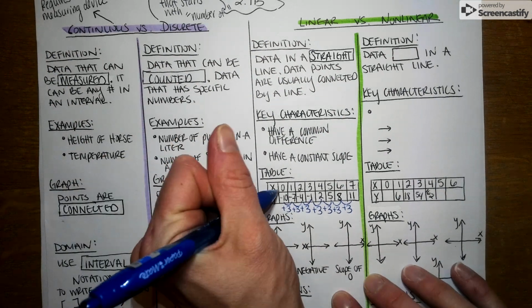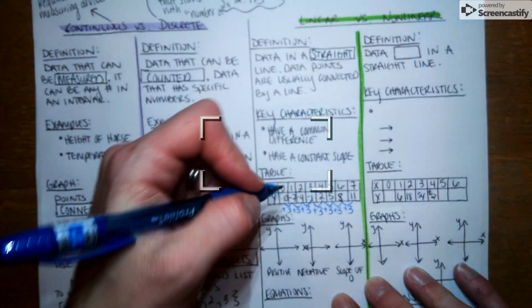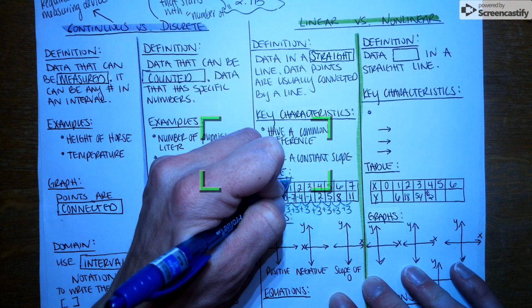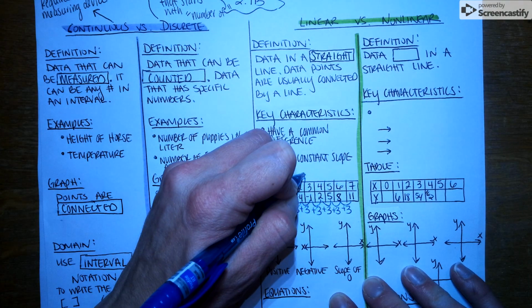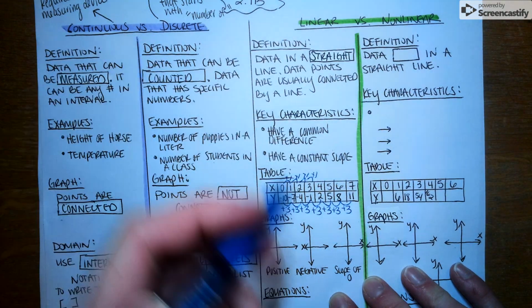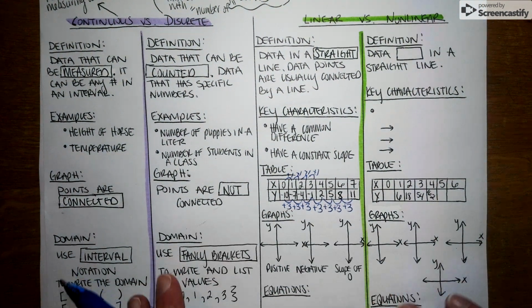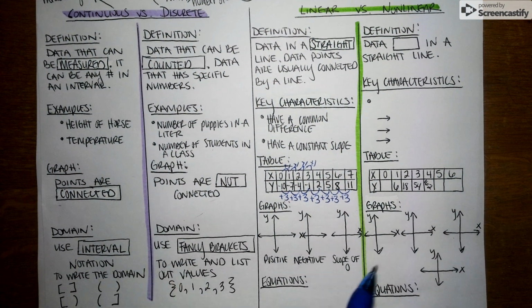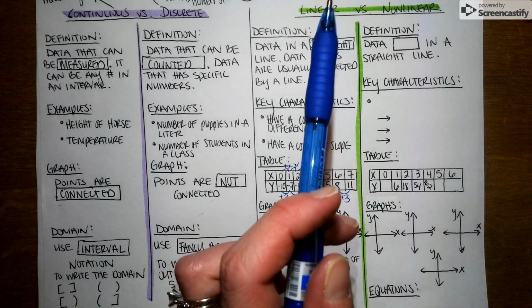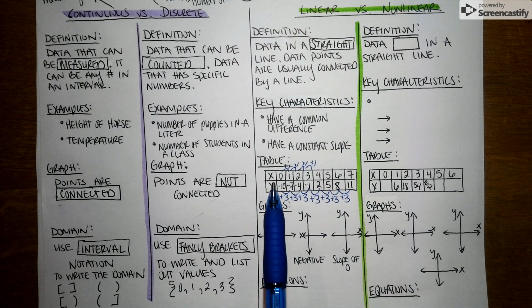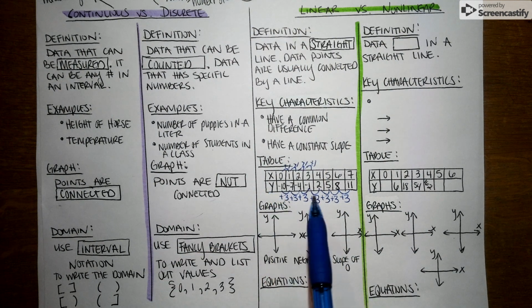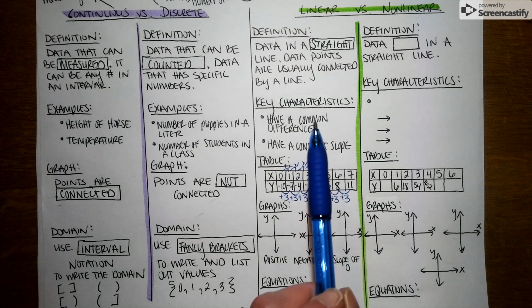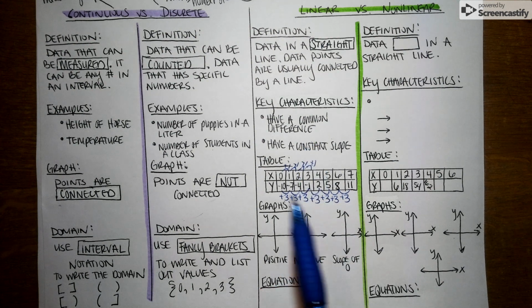If I look in the x row, or my inputs, I notice that my pattern is adding 1 each time, so I could continue that pattern all the way through. My point is that in order to be a linear function, you need to have an adding or subtracting pattern, which we call a common difference, in your table. If it's not an adding or subtracting pattern, then it's not linear.